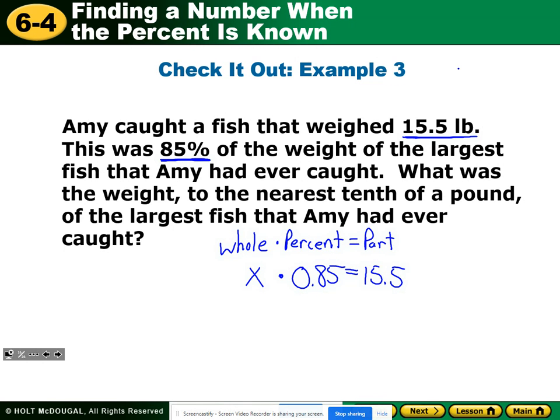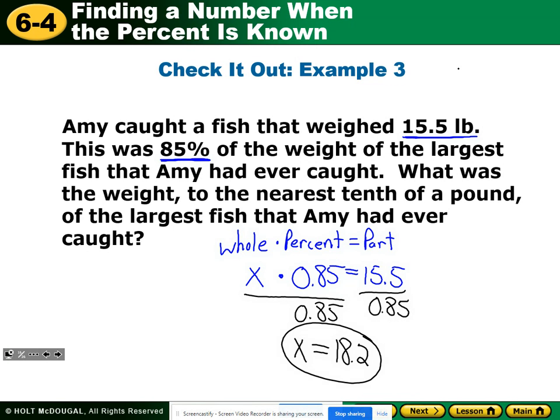How do we do that to get the answer, Taylor? It would be 0.85 divided by 0.85, and then you do 15.5 divided by 0.85. All right, and what do we get, anybody? I got 18.2 repeating. 18.23 repeating, so it would go 18.2. We round it to the tenth.